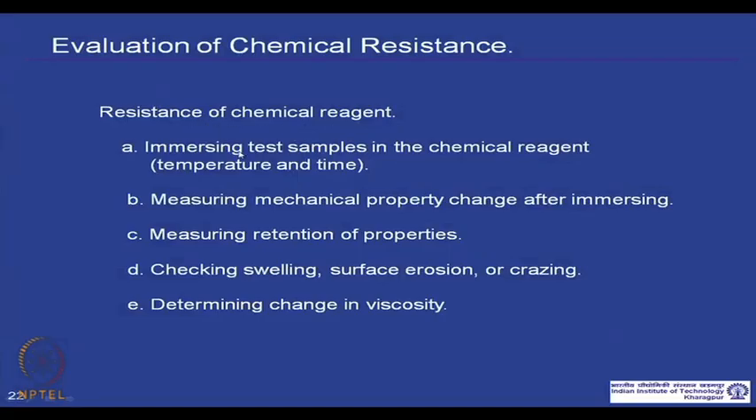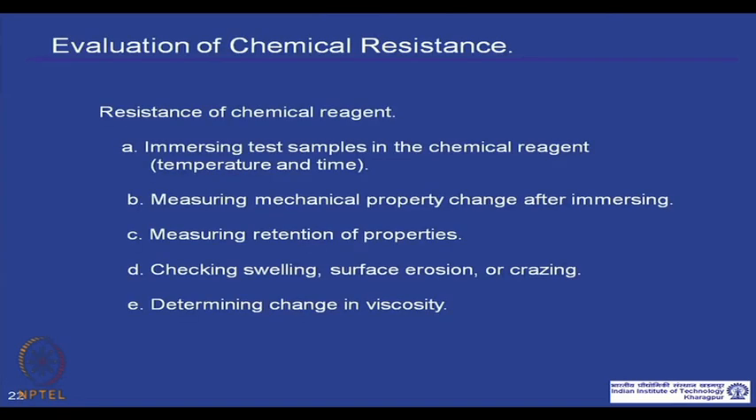In the case of chemical resistance, we immerse the test sample in that particular chemical agent at a particular temperature and for a particular specified time, and after that we take out the material and measure the mechanical property change, whether it survived or not. We visually inspect the material for any swelling, surface erosion, cracking or crazing, and we also see whether the molecular weight of the material has changed on coming in contact with the chemical agent, which can be done by measuring the viscosity of the material.